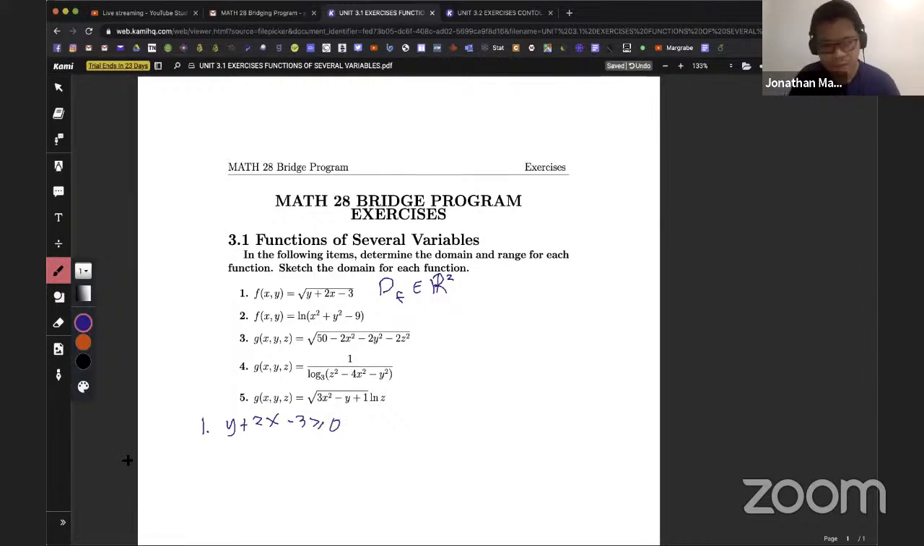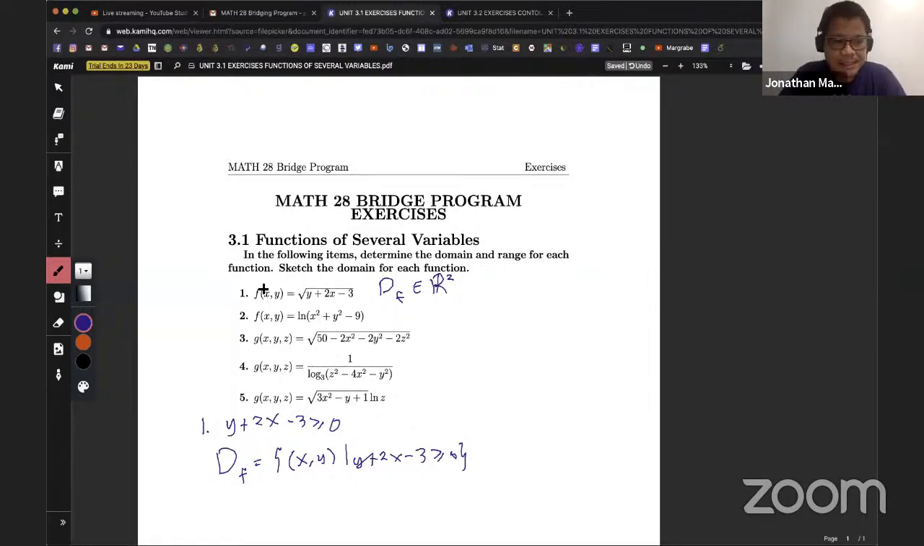So pwede nating isulat that the domain of the function, take note that it should be a set of ordered pairs. So that should be the set of ordered pairs (x, y) such that y plus 2x minus 3 is greater than or equal to 0. Okay?